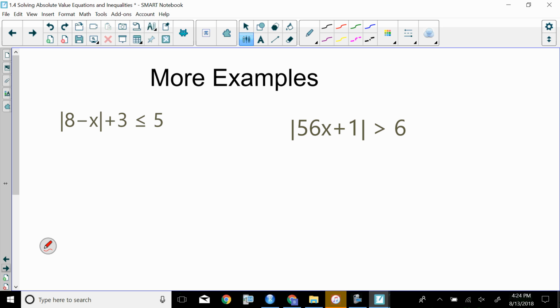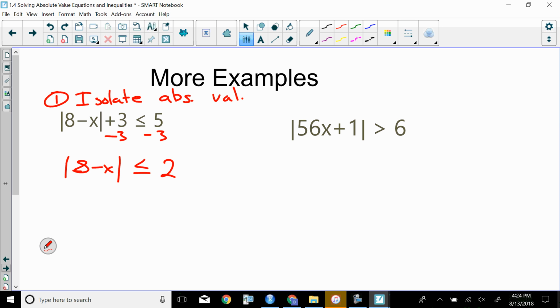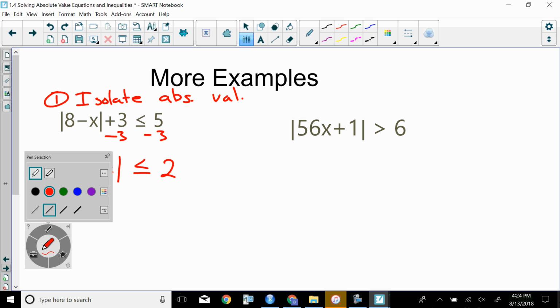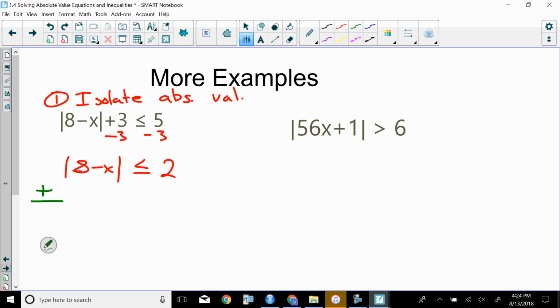So, when I look at this, again, first step, isolate the absolute value. Gotta get it by itself. That means I gotta move this through. That's the absolute value of 8 minus x is less than or equal to 2. Now I'm ready to get rid of my absolute values. I need a positive version. Well, that's 8 minus x is less than or equal to 2. And I need my negative version. Well, that's the negative of 8 minus x, at quantity, less than or equal to 2.